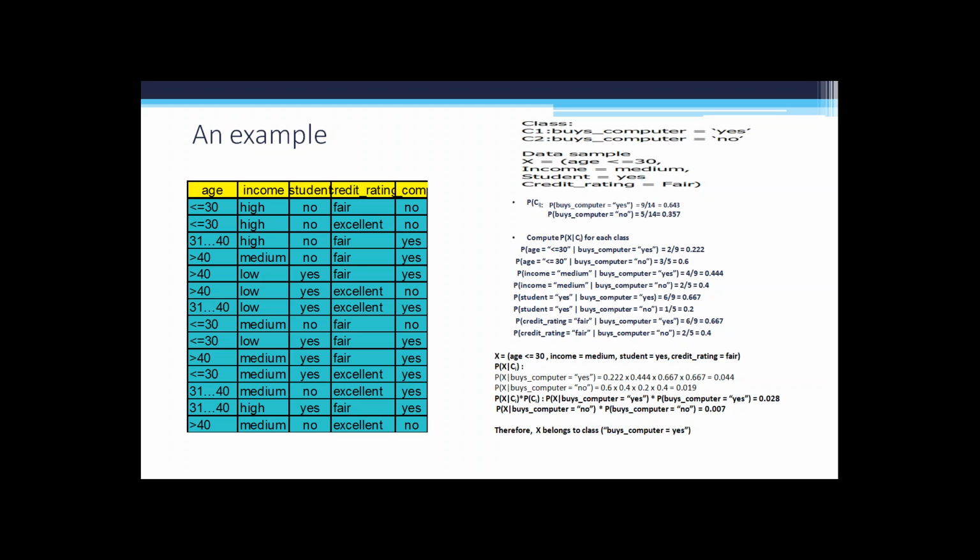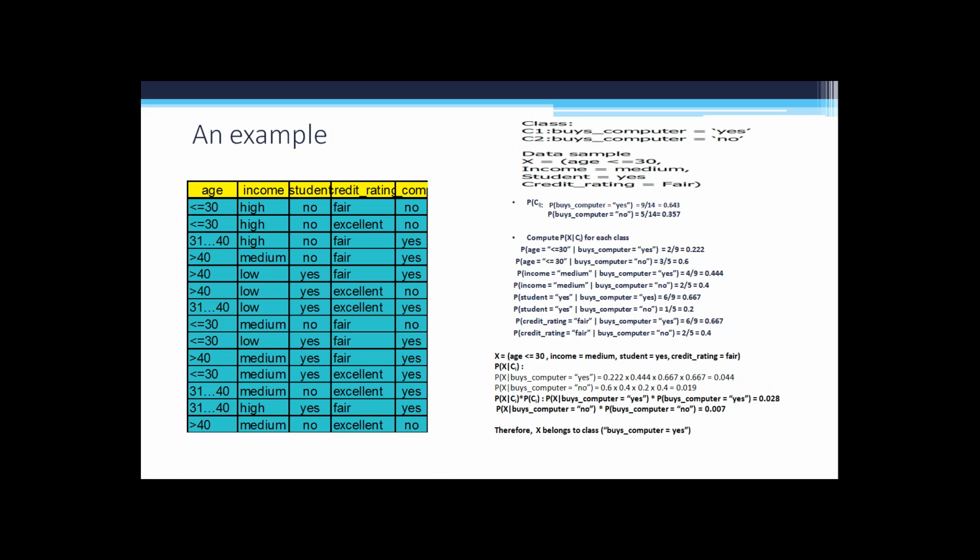Same way when you look at computer being no, out of the 5 records, only 3 of them are age less than 30. Same thing, you look at income equal to medium, out of 9 there are 4. So you try to compute for each of these conditions for each of the classes in the particular row you're considering, or for the data sample you're considering.